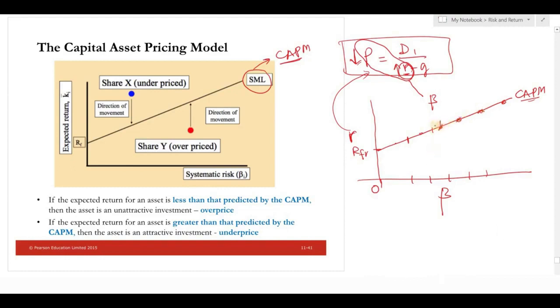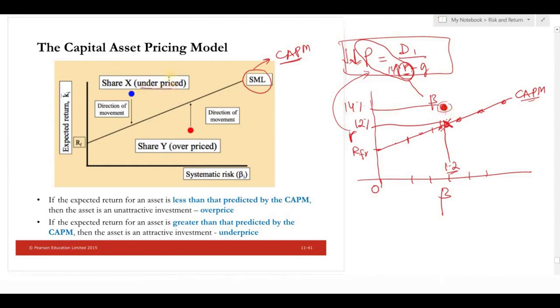Let's say at this 1.2 beta, CAPM says the return should be 12%, but in actual, in the market, it is more than that. It is 14%. What does it mean? It means ideally based on the capital asset pricing model, the return should be 12%, but in the market it is actually 14%. People are requiring 14%. So if I use 14% here instead of 12%, the price will be lower. So this stock would be underpriced.